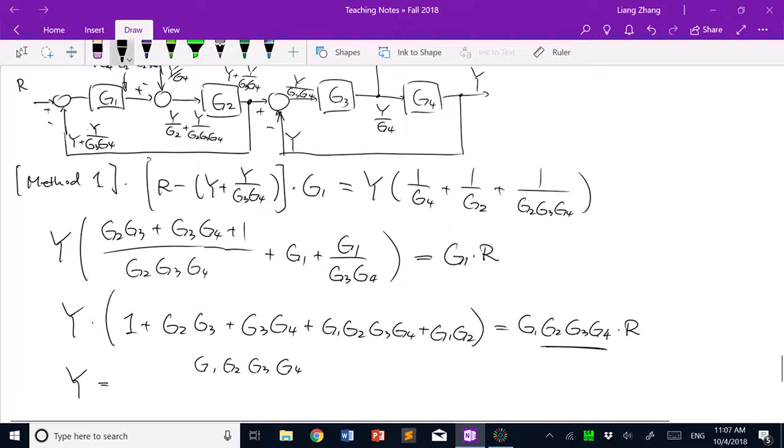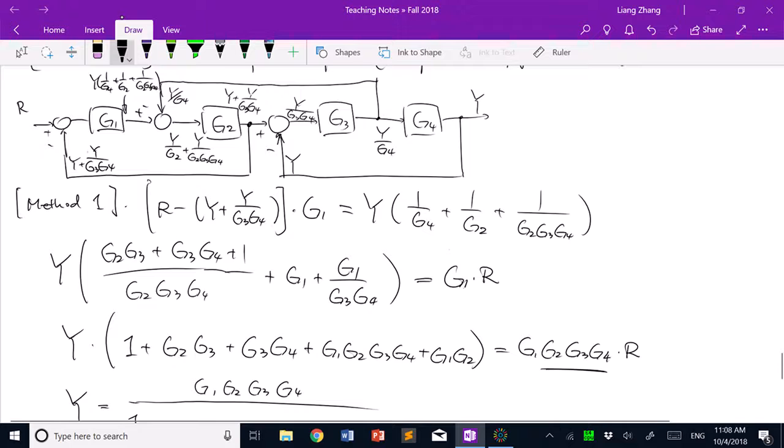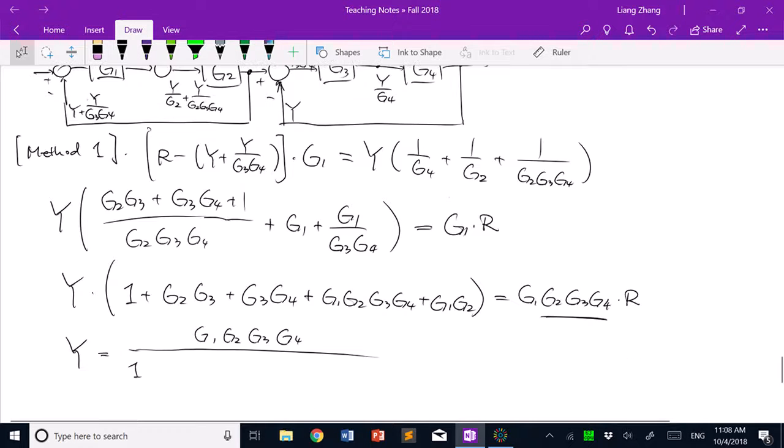And I'll organize it such that we can see this from Mason's rule as well. What is the direct path gain? Direct path G1, G2, G3, G4. That's what we have in. And if you look at this particular system, this is the only direct path you can go. If I follow the directions from R to Y without repeating, without backtracking, this is the unique way.